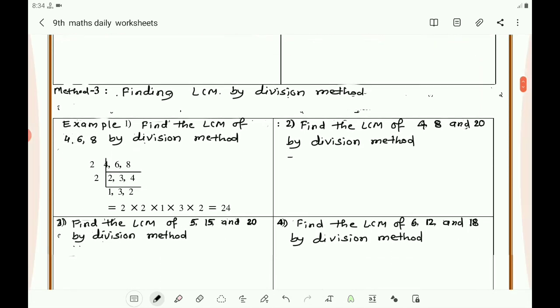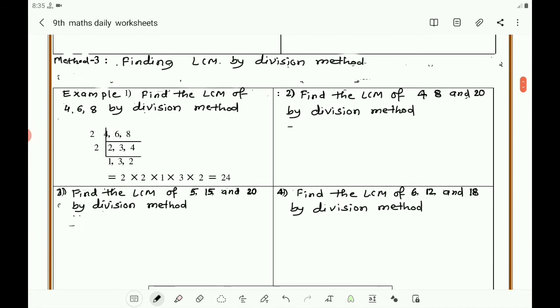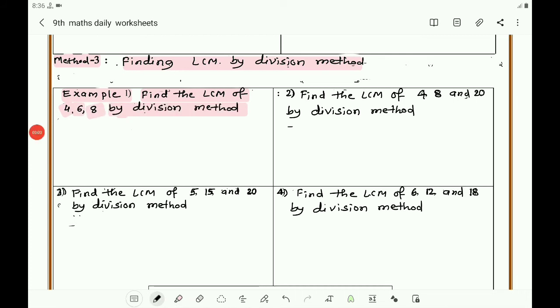Now LCM by division method. This is one of the methods of finding the LCM, that is method 3. Finding the LCM by division method. Here you take one example. Find the LCM of 4, 6, 8 by division method. You write 4, 6, 8.